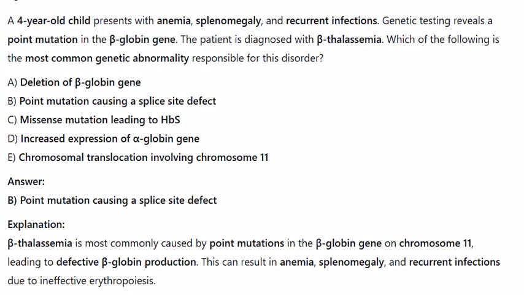B. Point mutation causing a splice site defect. Explanation: beta-thalassemia is most commonly caused by point mutations in the beta-globin gene on chromosome 11, leading to defective beta-globin production. This can result in anemia, splenomegaly, and recurrent infections due to ineffective erythropoiesis.